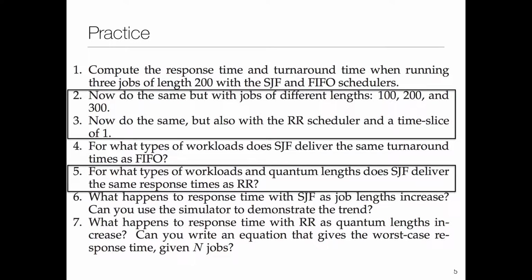Let's say we have 3 jobs, with lengths 100, 200 and 300. Can you calculate the response time and turnaround time in SJF and FIFO? For FIFO, assume that they come in the order 100, 200, and 300. Is everyone clear with the question?